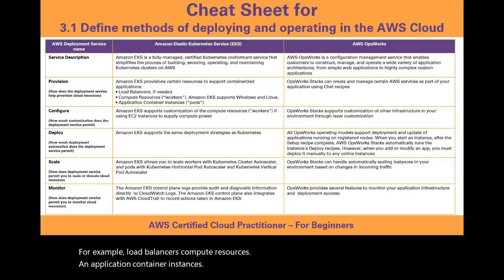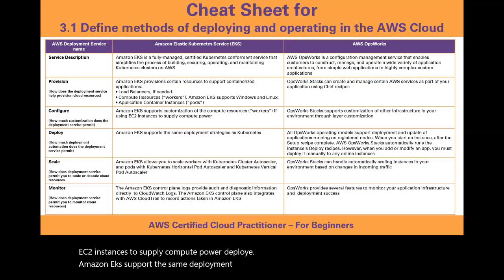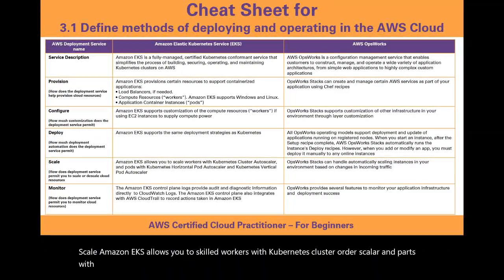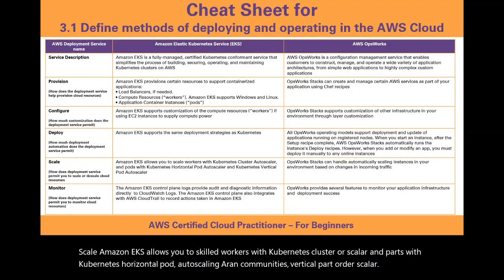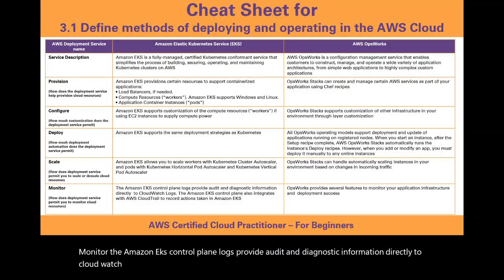Configure: Amazon EKS supports customization of the compute resources, aka workers, if using EC2 instances to supply compute power. Deploy: Amazon EKS supports the same deployment strategies as Kubernetes. Scale: Amazon EKS allows you to scale workers with Kubernetes Cluster Autoscaler and pods with Kubernetes Horizontal Pod Autoscaler and Kubernetes Vertical Pod Autoscaler. Monitor: the Amazon EKS control plane logs provide audit and diagnostic information directly to CloudWatch Logs. The Amazon EKS control plane also integrates with AWS CloudTrail to record actions taken in Amazon EKS.